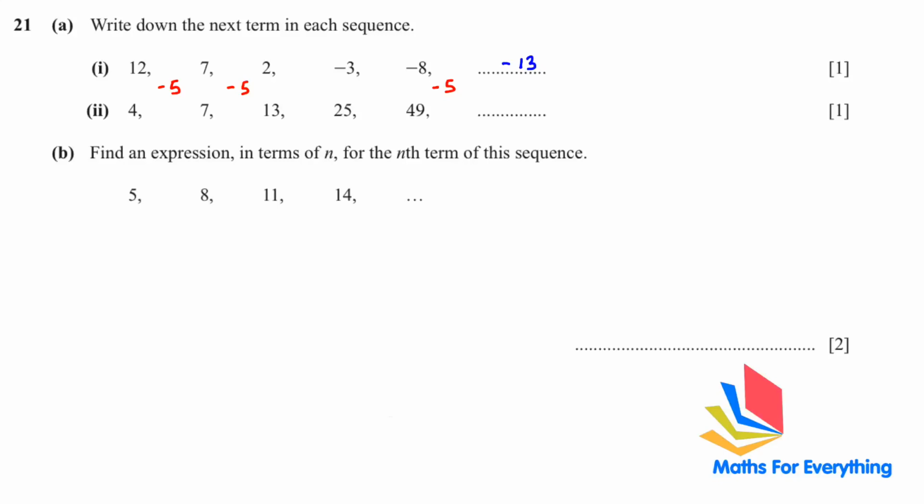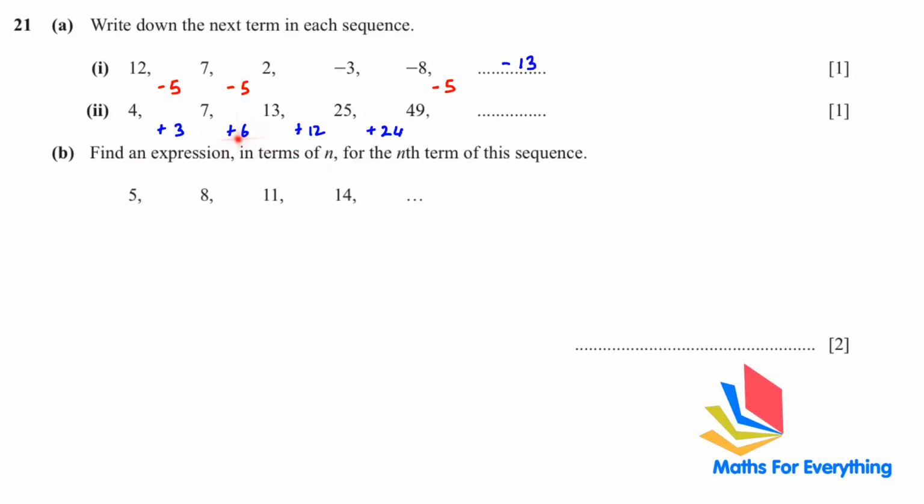Now the next one. How do we get the next term? 4 plus 3 is 7. 7 plus 6 is 13. 13 plus 12 is 25. 25 plus 24 is 49. So what is the next term going to be? What do you notice here?